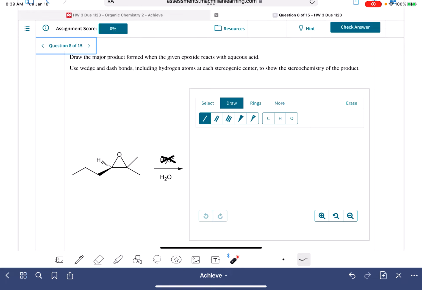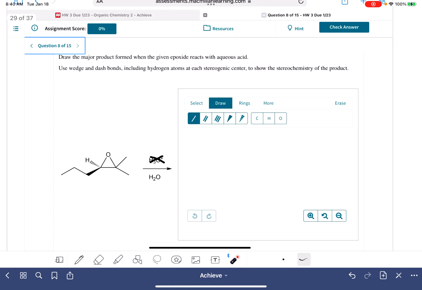With an acid catalyzed ring opening reaction, you want to look in your notes and ask yourself which carbon is going to be attacked. We have a secondary carbon versus a tertiary carbon. Which carbon is going to be attacked in this reaction? And then also, what happens to the stereochemistry, because you do need to show stereochemistry here.